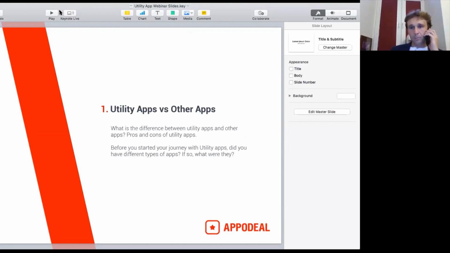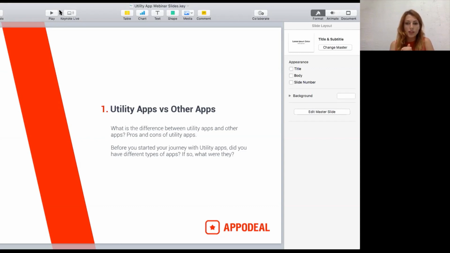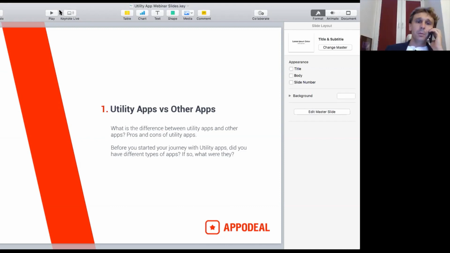Kamil or Vera, before you started your journey with the utility apps, did you have experience working with other types of apps? And if so, for how long, what were they, and how much more challenging was it? Maybe Kamil, you can start. Sure, yeah.